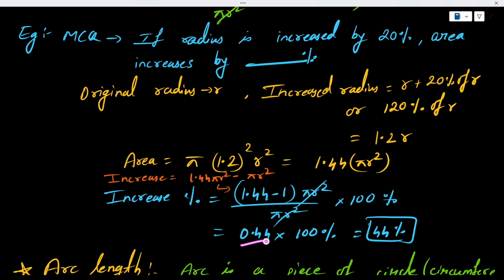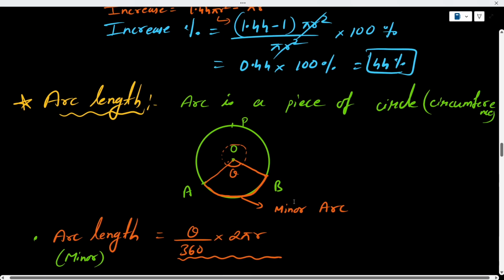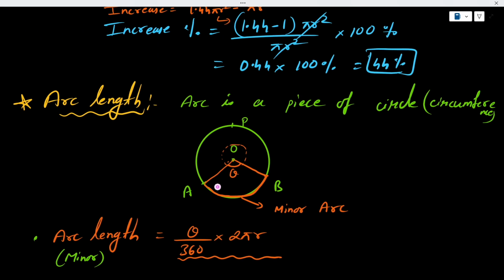That means the change is 0.44 times 100%, which will give you a 44% increase in area. Now after that, what is the meaning of arc length? Here, arc length is nothing but a part of the circumference. Now if you see, this arc is subtending angle theta at the center.